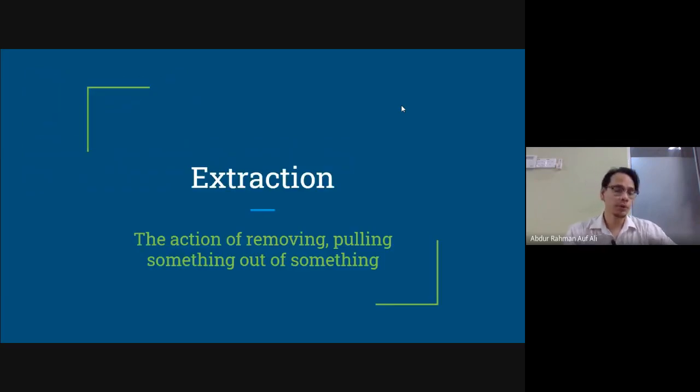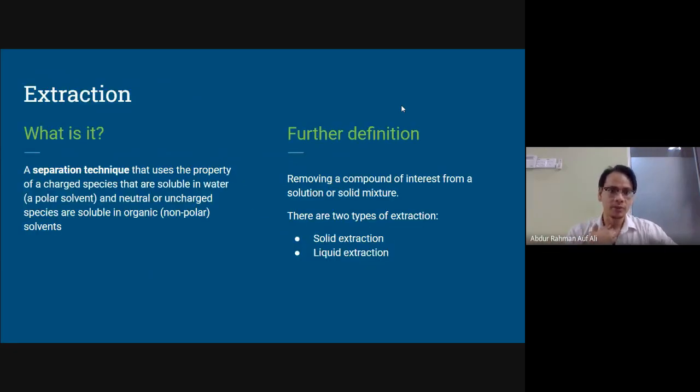So before we go into chromatography, let's take a look at extraction. What is extraction? Extraction is also a separation method. It is the action of removing, pulling something out of something. It uses the property of charged species that are soluble in water, depending on the polarity of the substance. There are two types of extraction: solid-liquid extraction and liquid-liquid extraction.